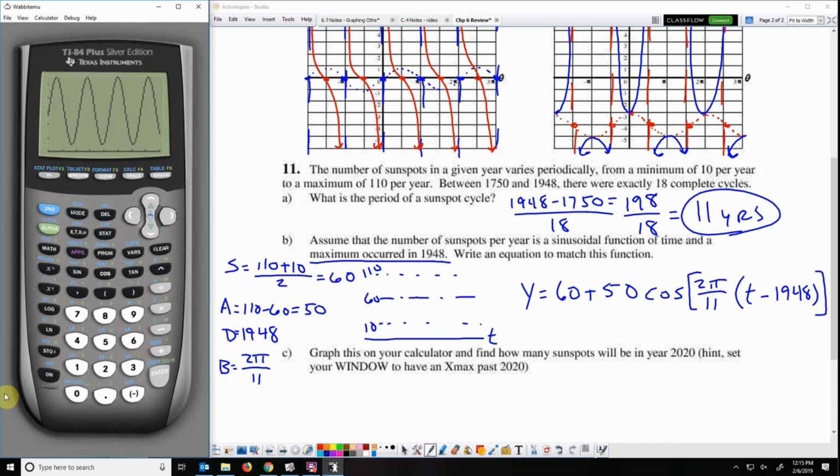Okay? How many sunspots will there be in the year 2020? Trace 2020, which is actually already there. If it's not already there, I just type in 2020. And I get about 12 sunspots.